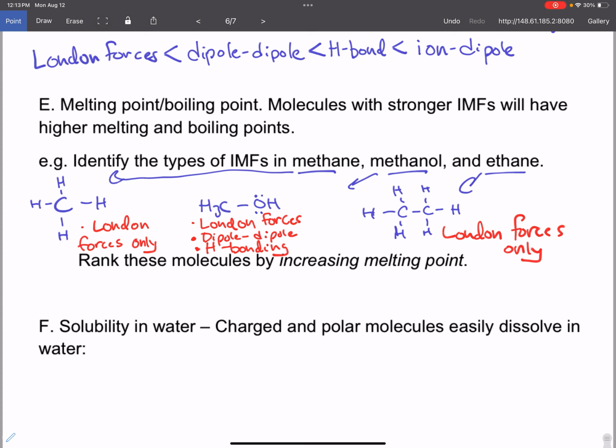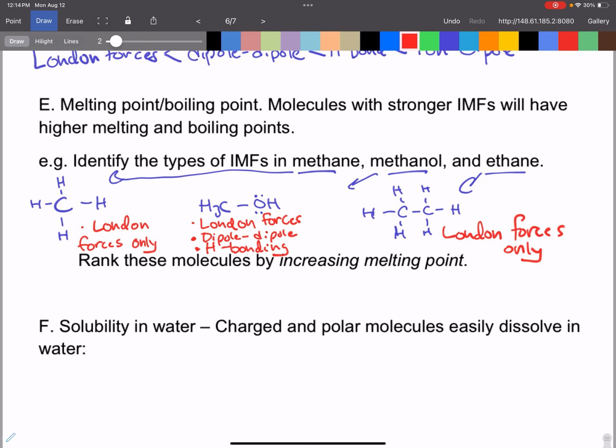It's going to have the highest melting point or boiling point because these other two can only do London forces, and those are the weakest. So methanol is definitely the highest here. Then the question is, which comes first? Which is going to have the lower melting or boiling point? Is it going to be methane or ethane? And this goes back to the previous page where it has to do with the size of the molecule. The larger the molecule, the stronger the London forces are. So with methane being a smaller molecule, it has a lower melting or boiling point than ethane does because ethane's a bigger molecule.